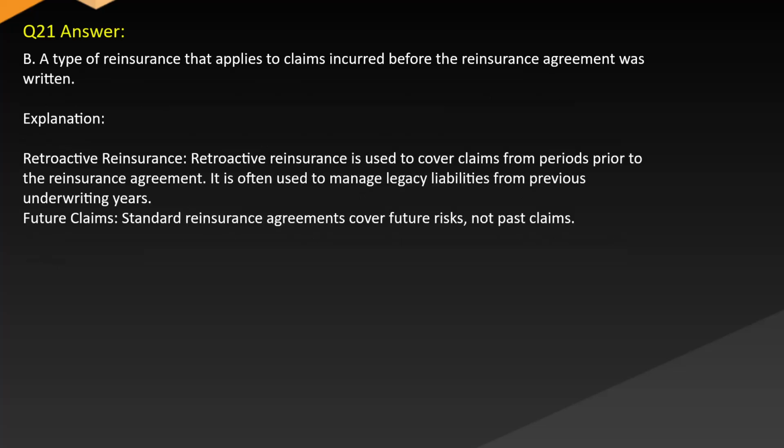Answer: B. A type of reinsurance that applies to claims incurred before the reinsurance agreement was written. Explanation: retroactive reinsurance is used to cover claims from periods prior to the reinsurance agreement. It is often used to manage legacy liabilities from previous underwriting years. Future claims: standard reinsurance agreements cover future risks, not past claims.